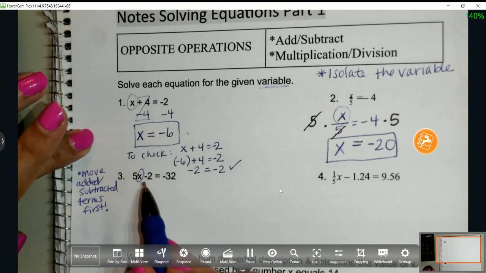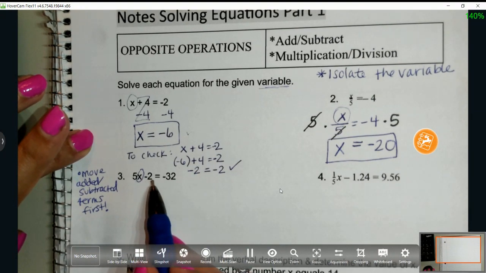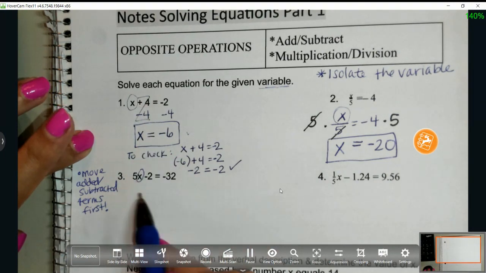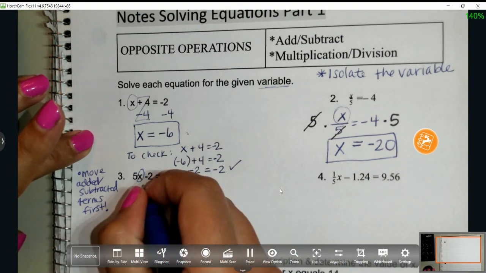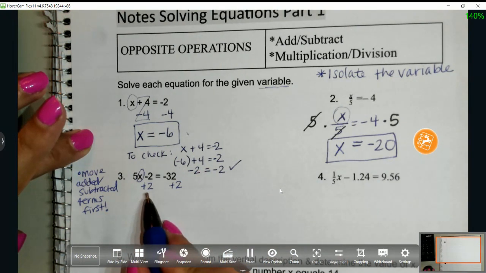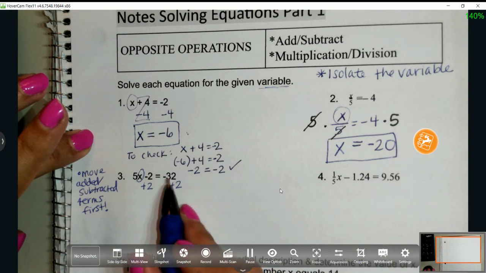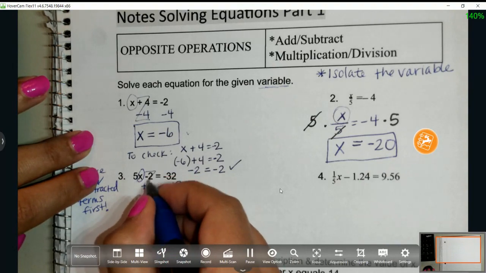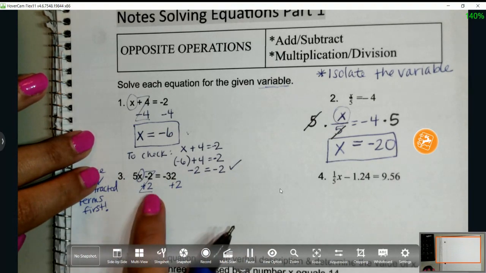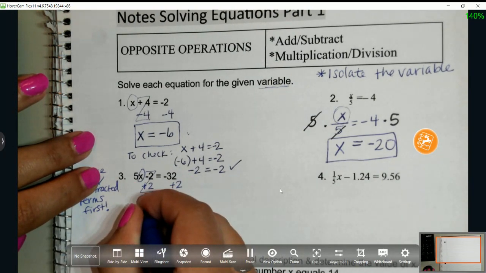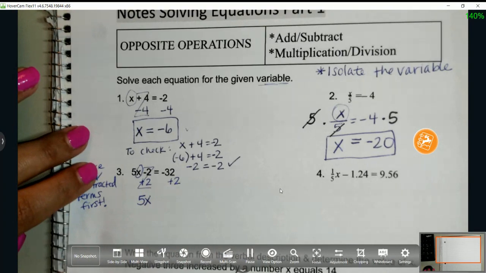So what that's going to look like for us is we want to undo this subtracting 2. So just like up here, we had +4, so we did the opposite, which was subtract 4. If I'm subtracting 2, then the opposite is going to be to add 2. But balancing my equation, what I do on one side of the equal sign, I have to do the same thing on the other. So if I'm subtracting 2, I add 2 to cancel that out and zero that out. So now -2 plus 2 is 0. On the left, the only thing that's remaining for me is that 5x. So I bring that down.